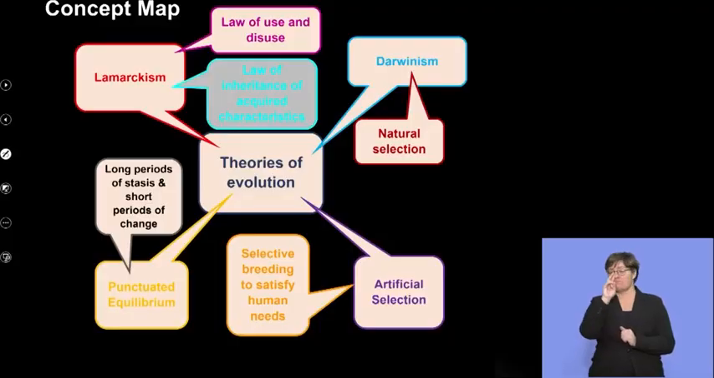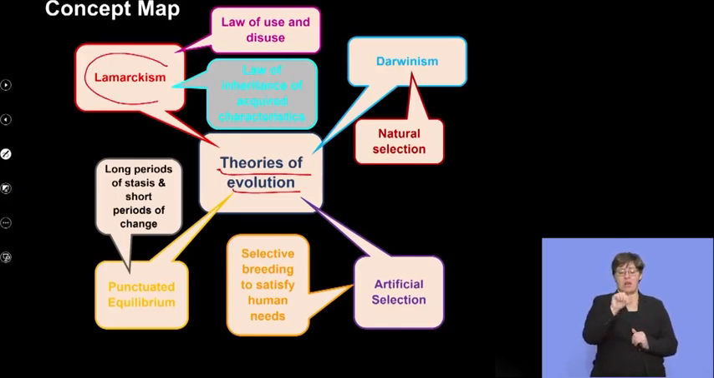Okay, so let's have a look at what we've covered so far. If we have a look at our theories of evolution, we've had a look at one of the theories, and that is Lamarckism. We call it Lamarckism because it was put forward by a scientist called Jean Lamarck. And basically, he had two laws.